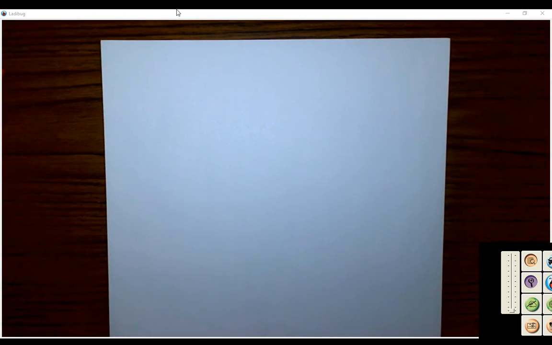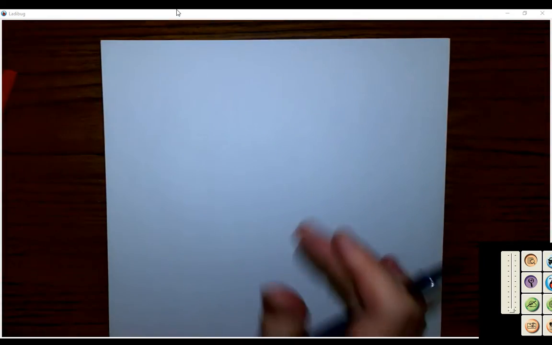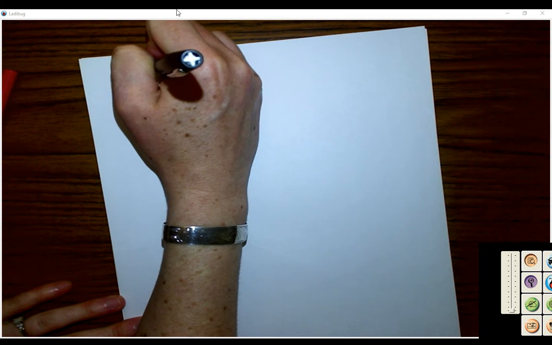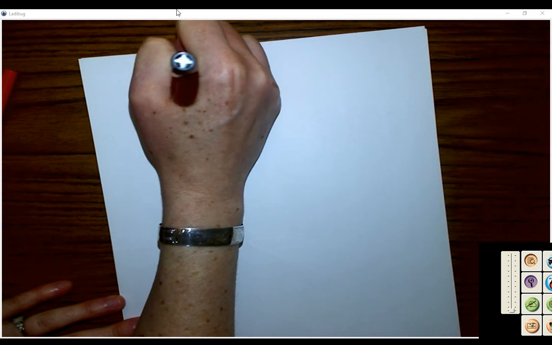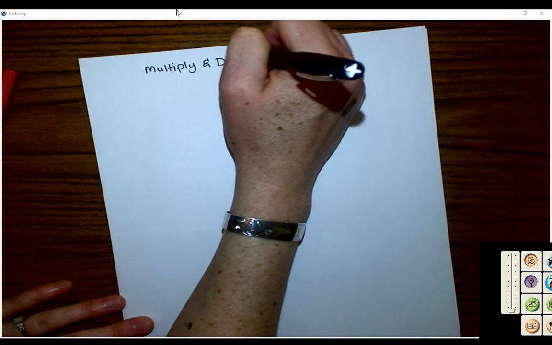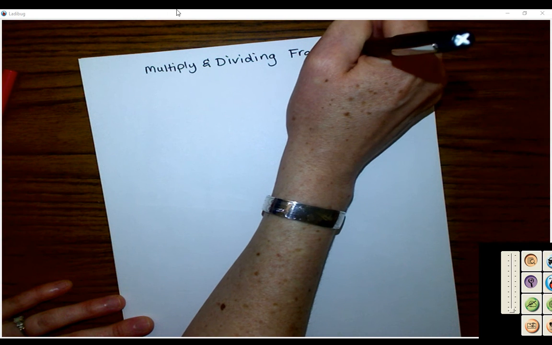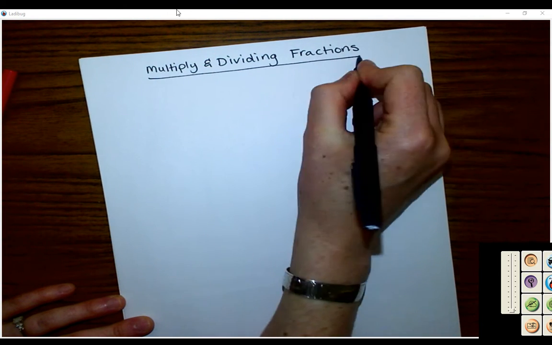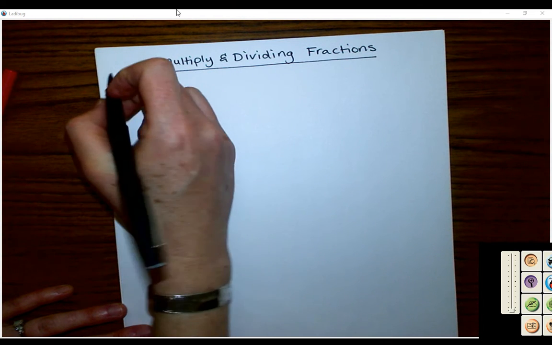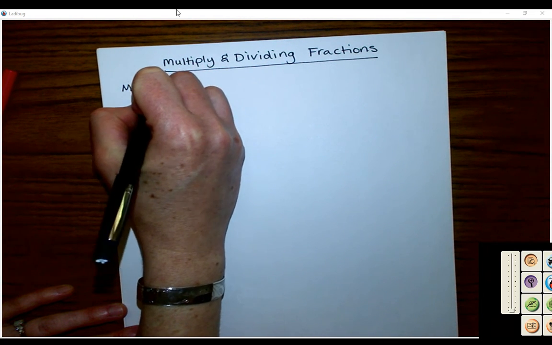If you're working at home, make sure that you are filling it out in your spiral notebook, the next page in your notes. We're going to title this Multiplying and Dividing Fractions. Remember when you're working at home, you can always pause the video if I go too fast. This should be review again, but we're just making sure that we're all on the same page moving forward. So let's start first with multiplying fractions.